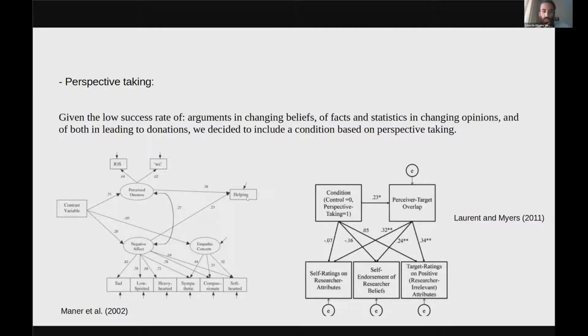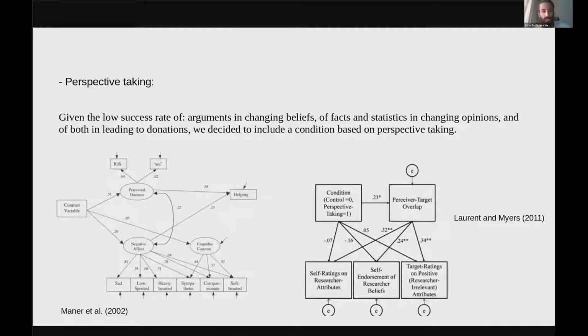On the other hand, there are also some studies on perspective taking in which people take the perspective of a more rational agent. In this case, there's this study in which the participants had to take the perspective of researchers, and it seems to have had a significant change in their beliefs and how they deal with their beliefs.